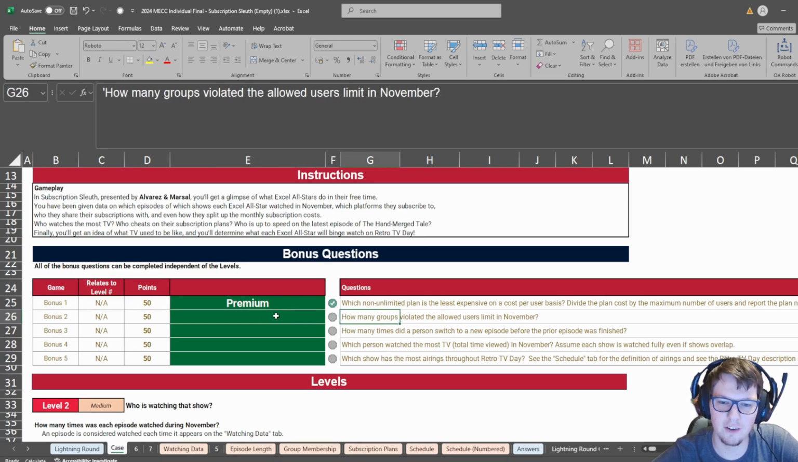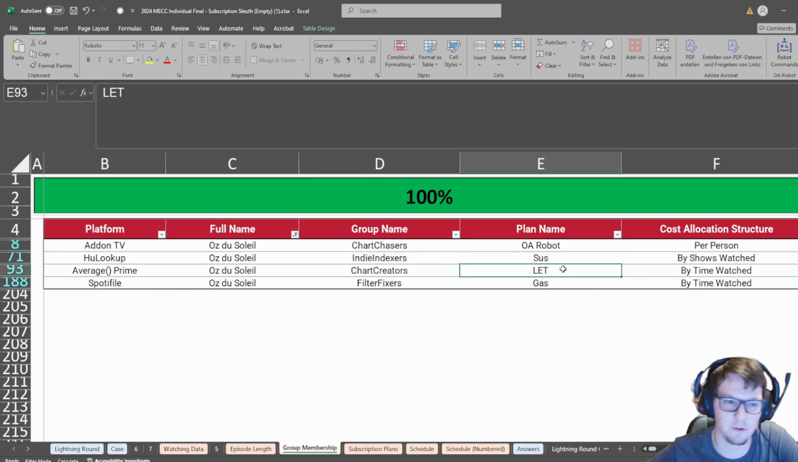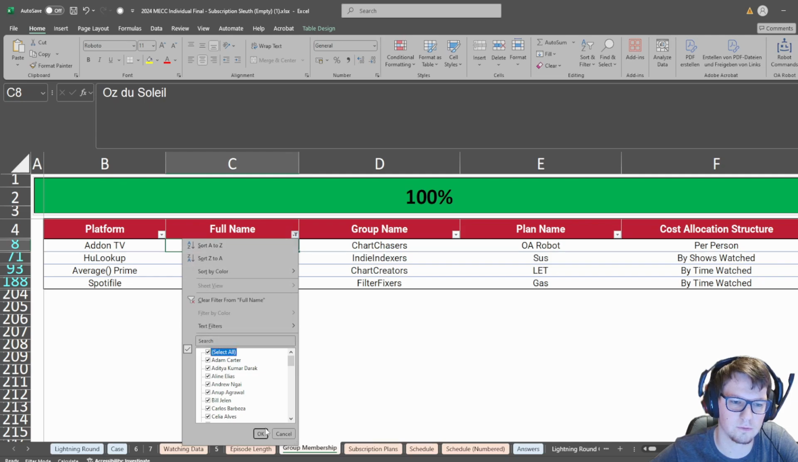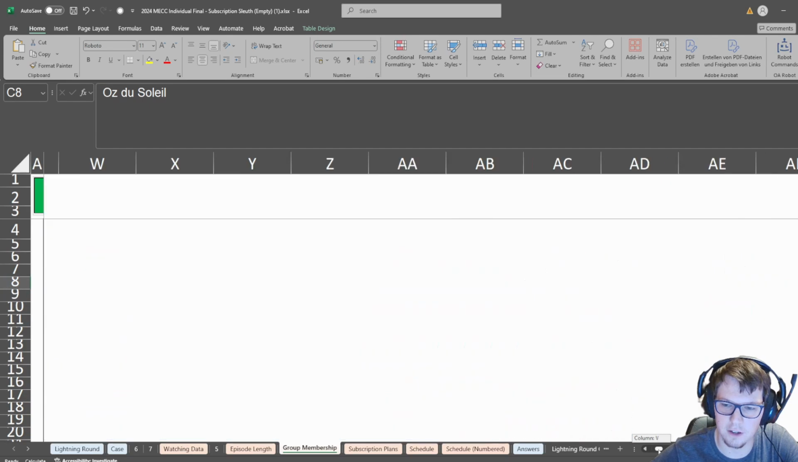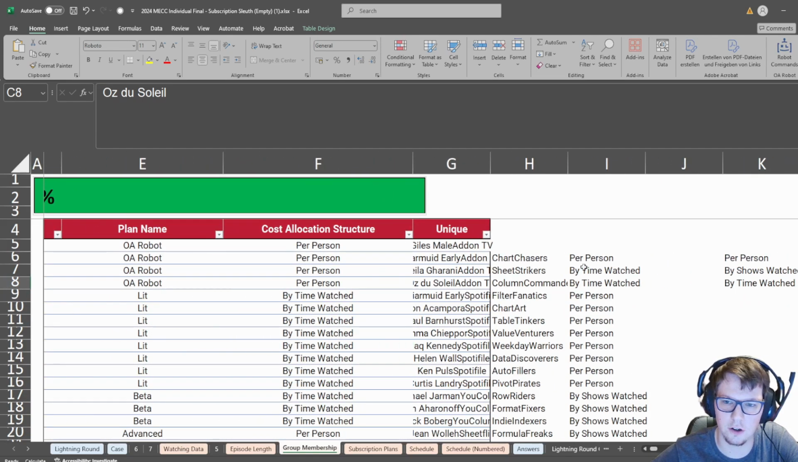How many groups violated the allowed user limit in November? Therefore we need to undo this filter right here. I think we have all groups right here, yeah.